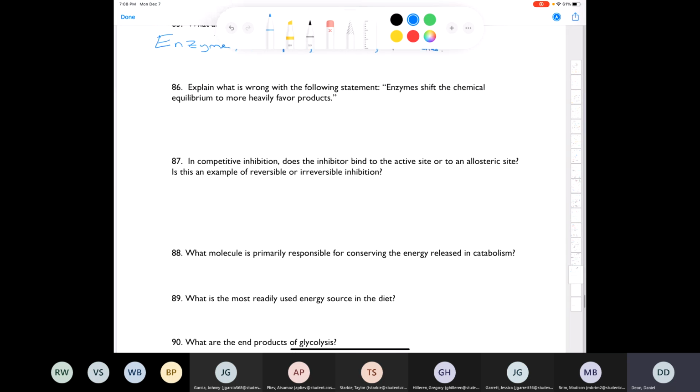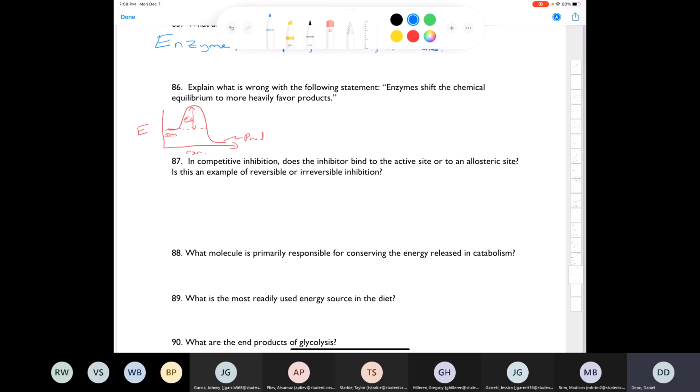Number 86, explain what's wrong with the following statement. Enzymes shift the chemical equilibrium to more heavily favor the products. Well, that's not true, right? If you have a reaction like this, this is your reaction in time, and if you have the energy here, if you have your starting material here, and you have a certain activation energy associated in order to make your products, this energy barrier here, that's the energy of activation.